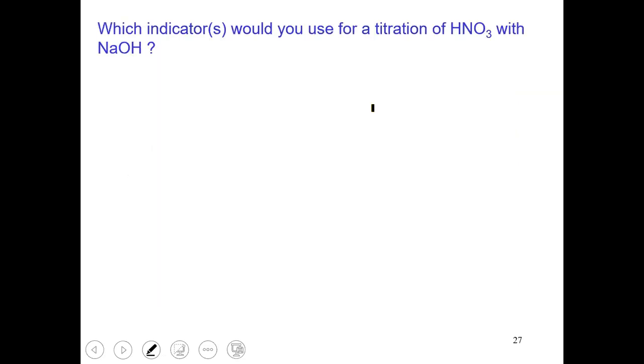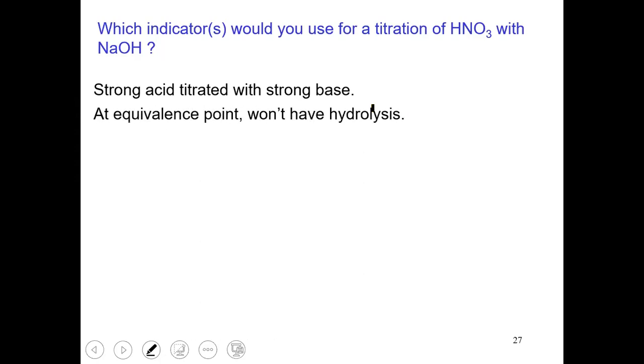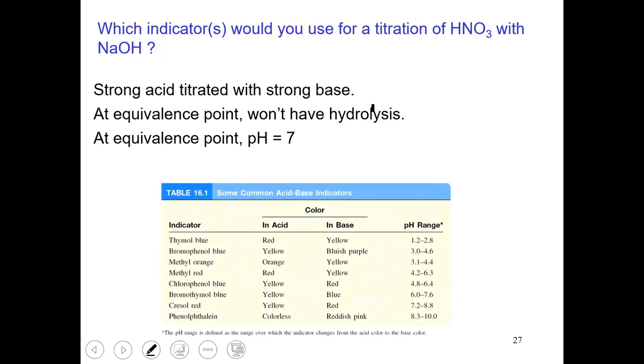For example, let's say I'm going to titrate nitric acid with NaOH. Which indicators would be good for this? Remember, this is a strong acid, and you know that because you've memorized them already, with a strong base. So at the equivalence point, the products are not going to have hydrolysis. You're going to have essentially sodium nitrate and water. At the equivalence point, the pH is going to be 7. So what we would like to do is find an indicator that will change somewhere around where the equivalence point is going to happen.